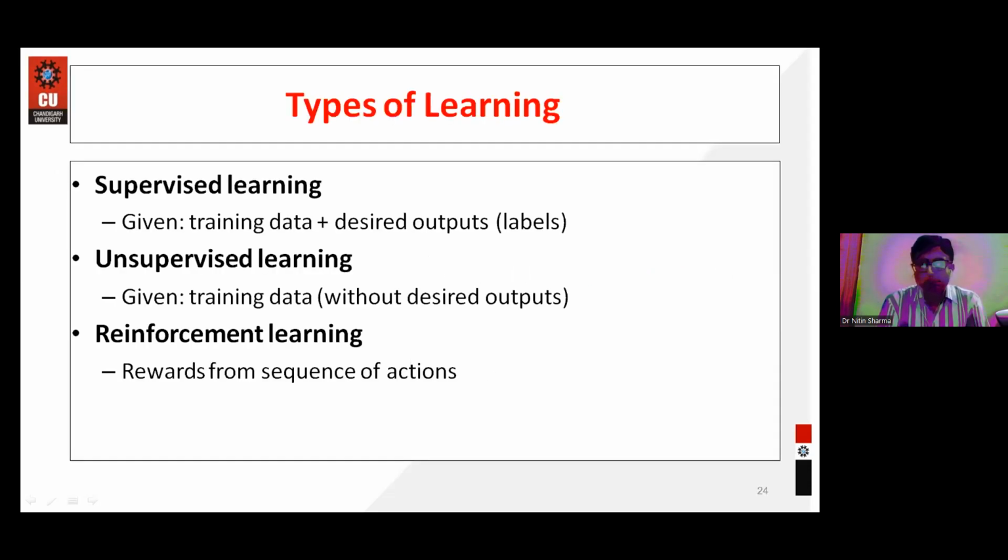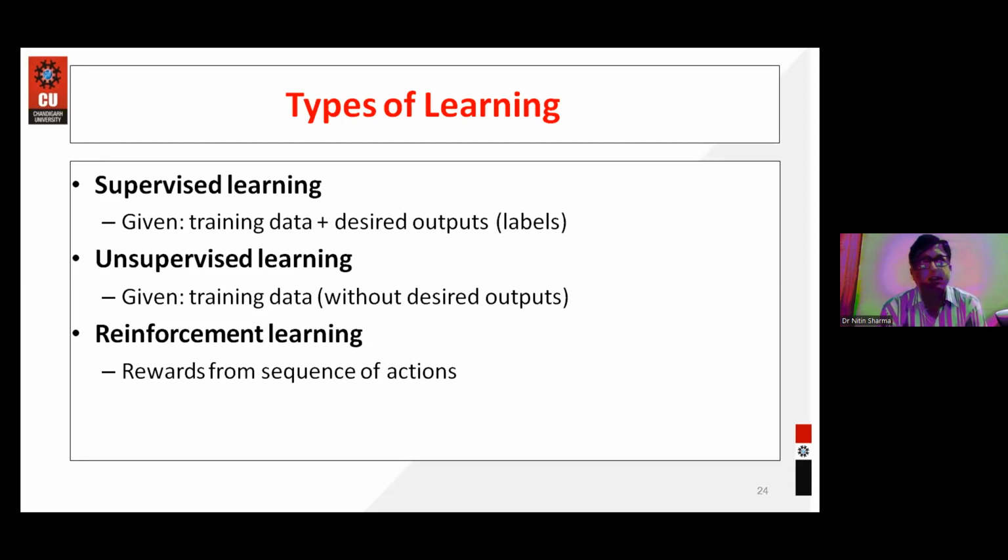So let's see what types of learning we have. Supervised learning, where we make the machine learn in a supervised way. We make them learn in an unsupervised way. We have another technique called reinforcement learning. In supervised learning, we give training data and we give the desired output. That is called supervised learning. It's also called learning with a teacher. In unsupervised learning, we don't give any desired output. We simply give the training data and the machine starts learning. In reinforcement learning, it's a reward for a sequence of actions.